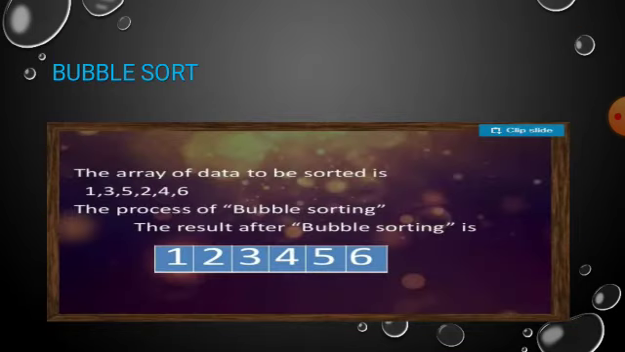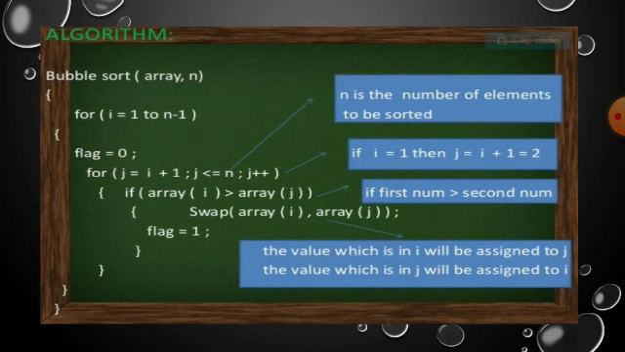In the for condition, j equals i plus 1 and j is less than or equal to n, with j plus plus. As the loop goes on, if array of i is greater than array of j, that is, if the first number is greater than the second number, we swap array of i and j. The value in i is assigned to j, and the value in j is assigned to i. We swap the numbers, set the flag equal to 1, and the loop repeats up to the passes. It stops after visiting all the elements. So this is about bubble sorting and its algorithm.